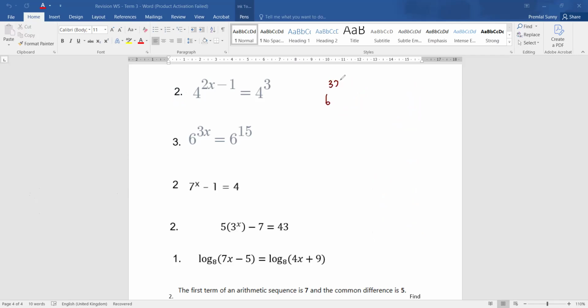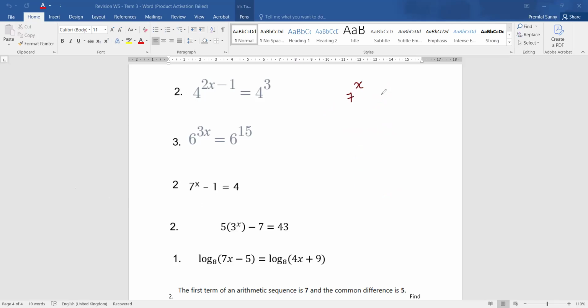6 to the power of 3x is equal to 6 to the power of 15. Again, the same rule. If you have the same base, you can cancel the base and equate the powers. We need only x, so to remove this 3, we divide both sides by 3. 3 and 3 get cancelled. x is equal to 15 divided by 3, which is 5. Not that difficult, very simple one. We're done with question number 3. Now moving on to the next question.